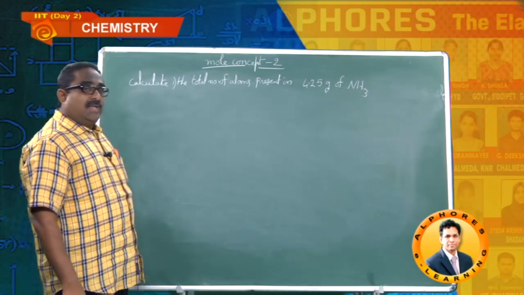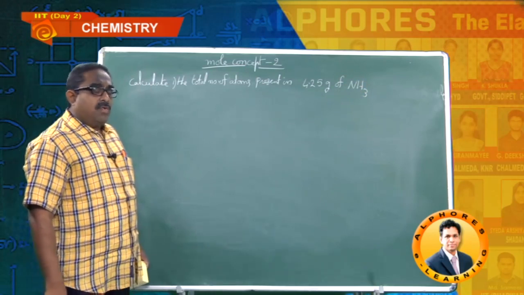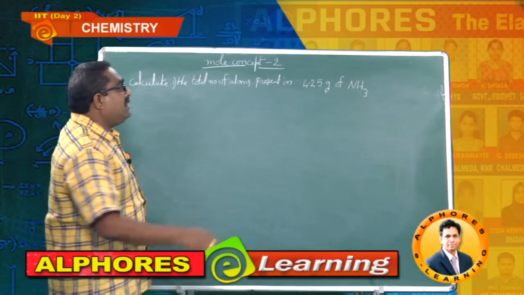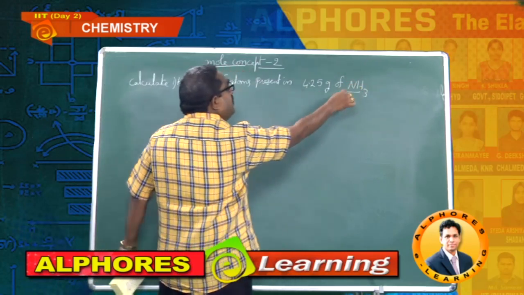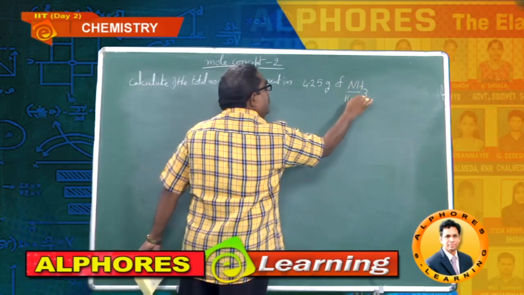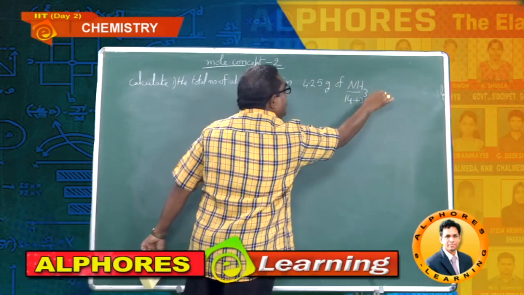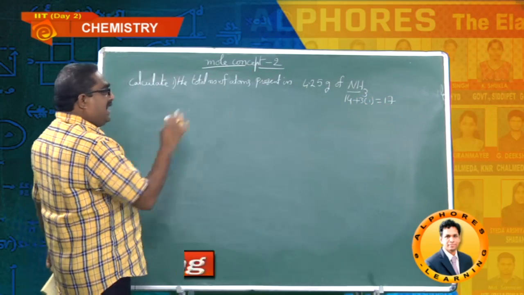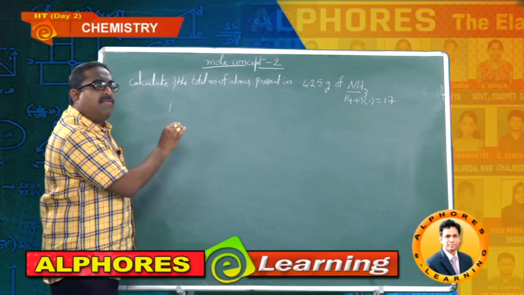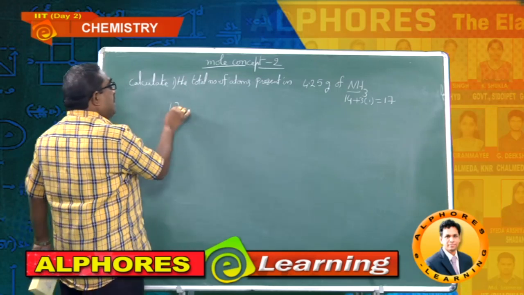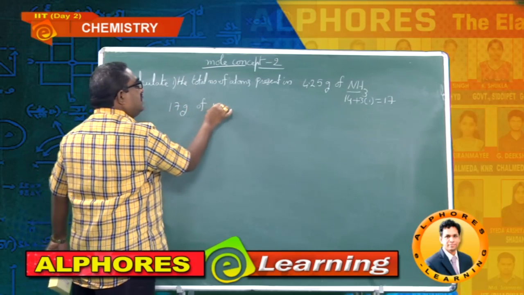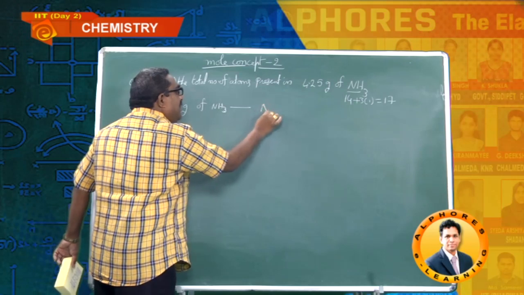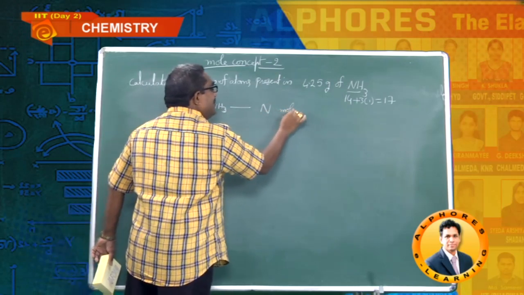Yes, what we have to do first of all? Ammonia is a substance. So we have to find out the molar mass of ammonia first of all. What is the molar mass of ammonia? 14 is the atomic mass of nitrogen and 3 into atomic mass of hydrogen 1, that is total 17 grams is the molar mass of ammonia. So simply I can write like this based on the definition of gram molecular weight.